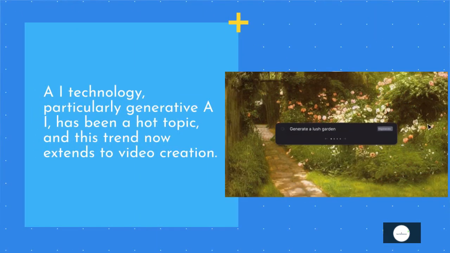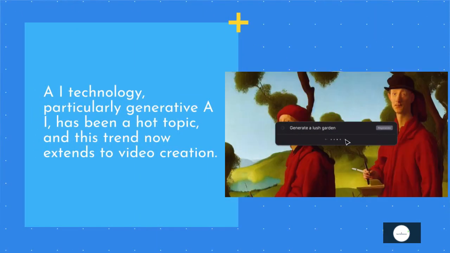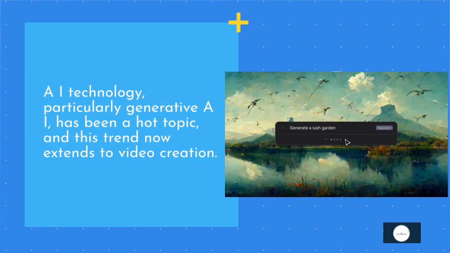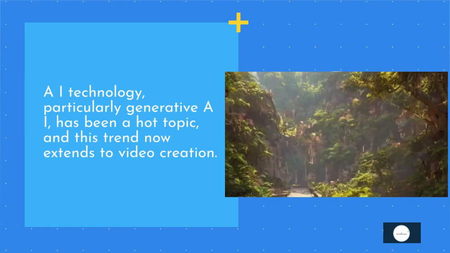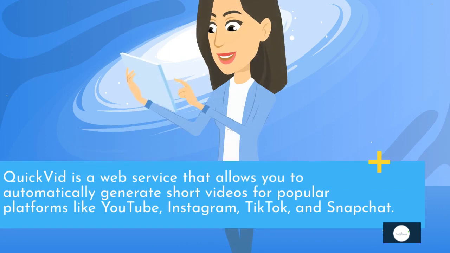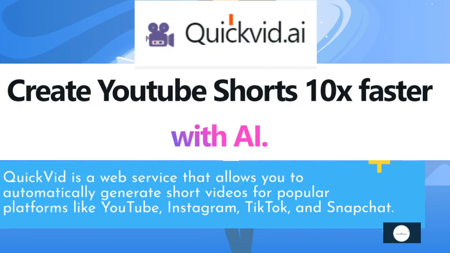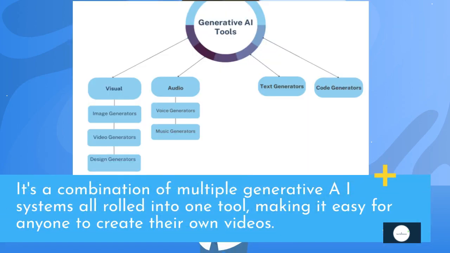AI technology, particularly generative AI, has been a hot topic, and this trend now extends to video creation. QuickVid is a web service that allows you to automatically generate short videos for popular platforms like YouTube, Instagram, TikTok, and Snapchat. It's a combination of multiple generative AI systems all rolled into one tool, making it easy for anyone to create their own videos.